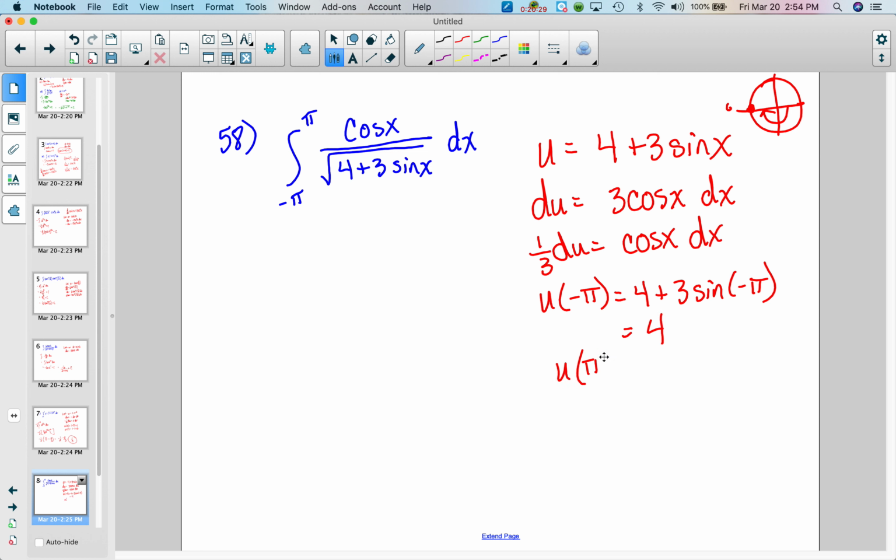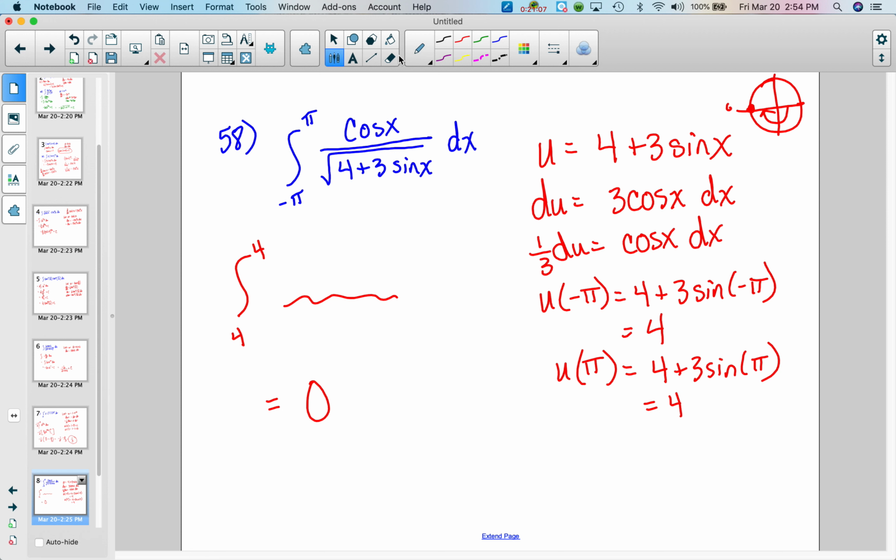And if you substitute in the upper limit here, so when we plug in a pi, we still get 0. So we have 4 plus 3 sine pi. Oh, this is going to be interesting. Equals 4. So my new limits, I have a 4 and a 4. Do you see what's going to happen? It doesn't even matter what this is. Look, 4 and 4. My answer is going to be 0 because when the limits of integration match, then you're going to get 0 for an answer.